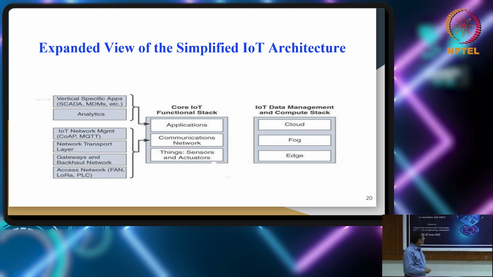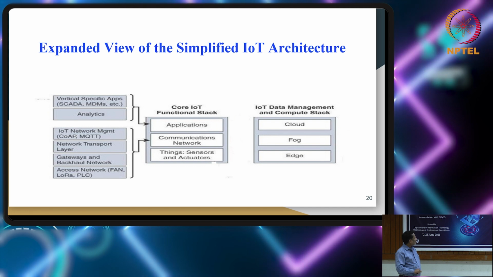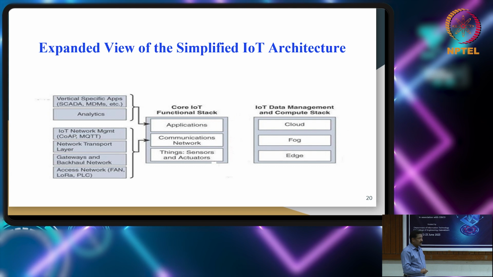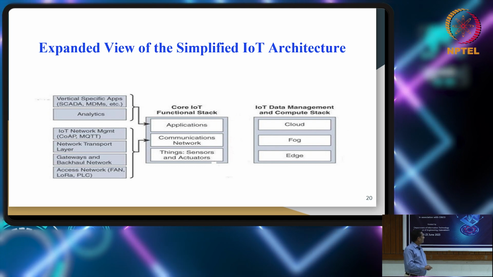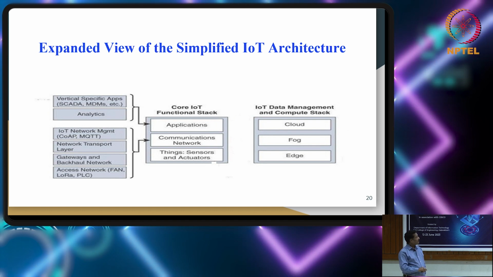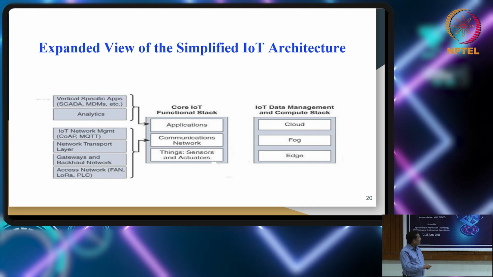The IoT network management comes under CoAP, MQTT, everything; let me discuss in the slide. Then the network transport layer and gateways, then the backhaul network and access networks like FAN, LoRa, and PLC. PLC is the programmable logic controller I mentioned. FAN is the field area network. LoRa is the low power wide area network, which we also discussed. Different applications are in the functional stack: the communication network, and things like sensors and actuators. This is the core IoT functional stack.